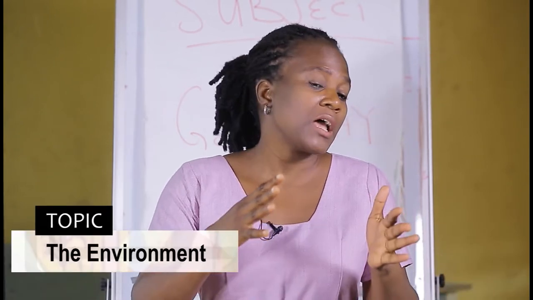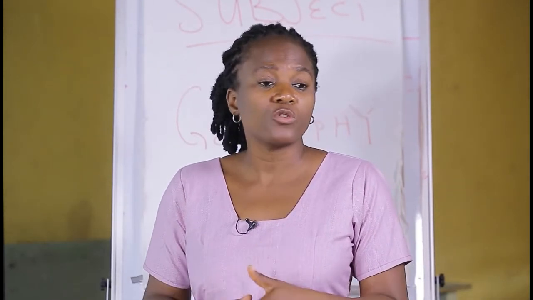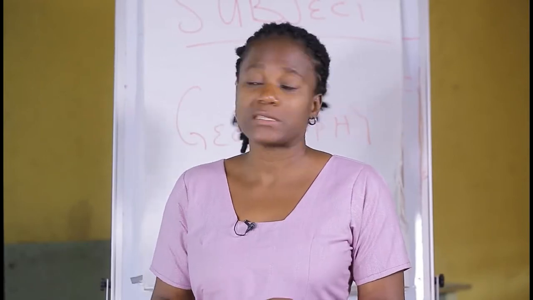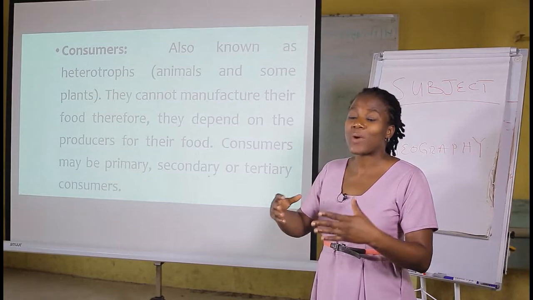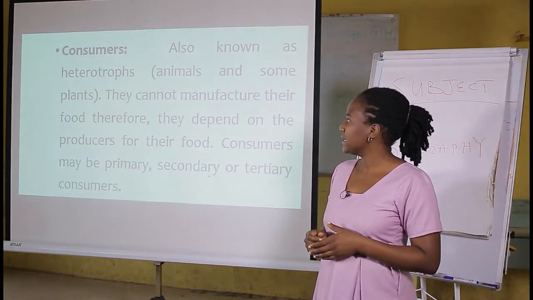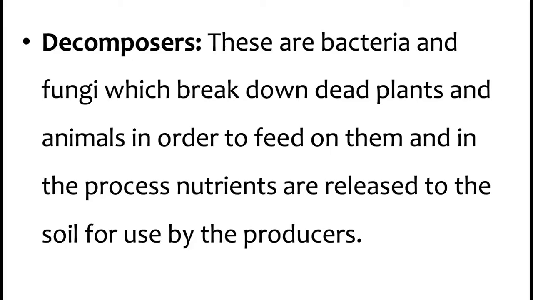Some animals feed on other animals, while some animals feed on both plants and animals, like the human being. Meanwhile, we have some plants that feed on some animals, like insects. Then the third group is the decomposers. These are bacteria and fungi which break down dead plants and animals in order to feed on them, and in the process, nutrients are released to the soil for use by the producers.